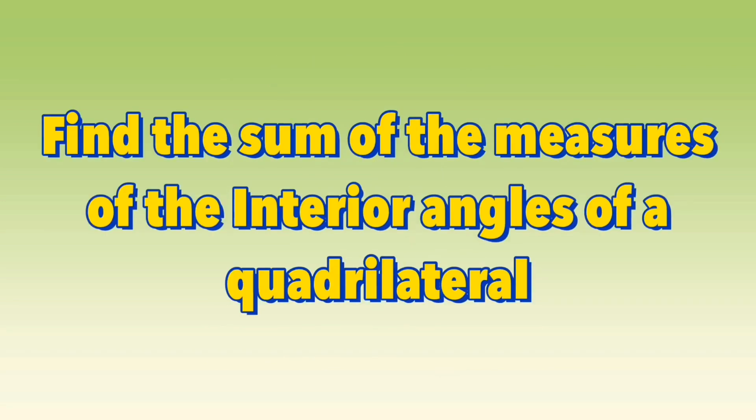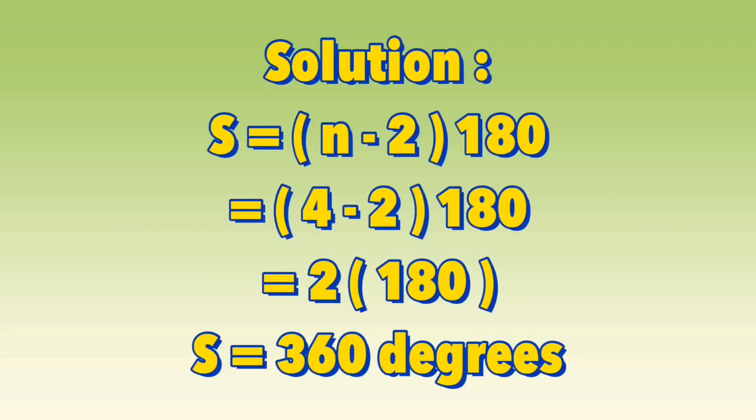Okay, the second problem, find the sum of the measures of the interior angles of a quadrilateral. When we see a quadrilateral, it has 4 sides. So our solution to find the sum of the interior angles, we have S equals n minus 2 times 180. We substitute for n, which becomes 4 because a quadrilateral has 4 sides, minus 2 times 180. Then 4 minus 2 equals 2, times 180. So the sum of the interior angles of a quadrilateral is 360 degrees.